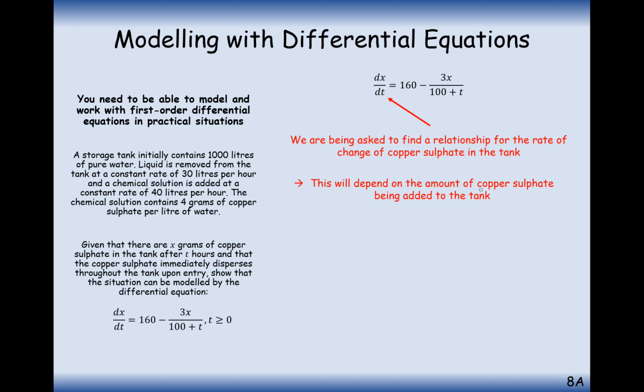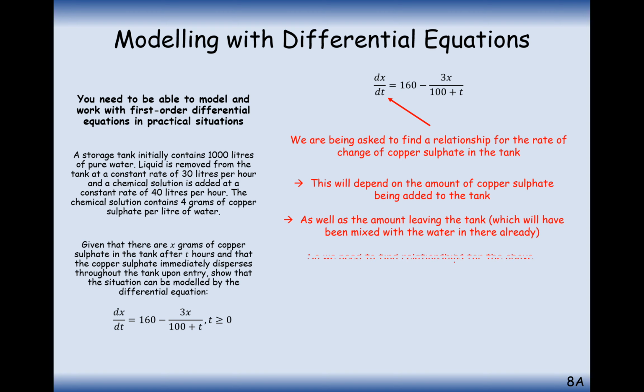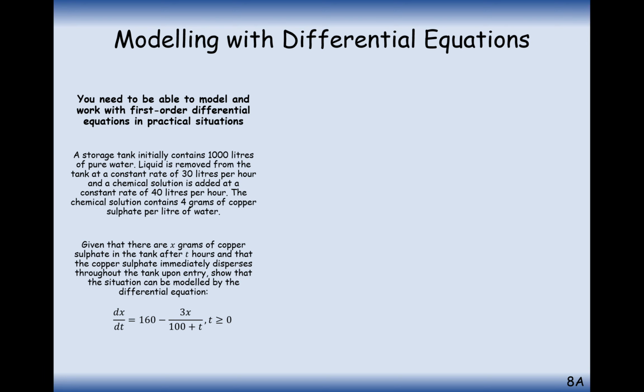This would depend upon the amount of copper sulfate being added into the tank, as well as the amount leaving the tank, which will have been mixed into the water already. So if we imagine after 3 hours, there'll already be some copper sulfate in the tank, but part of that will be leaving because 40 litres leave the tank per hour. So that will include some of the copper sulfate. So we need to find the relationship for the above.